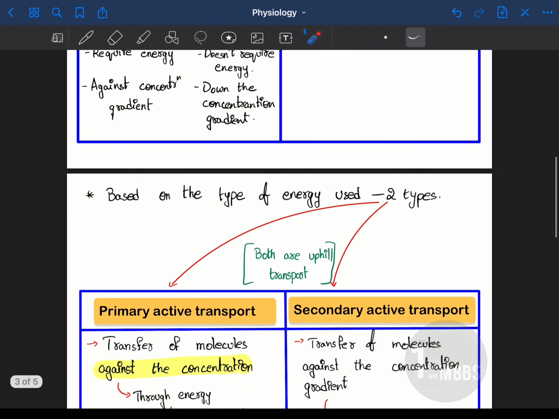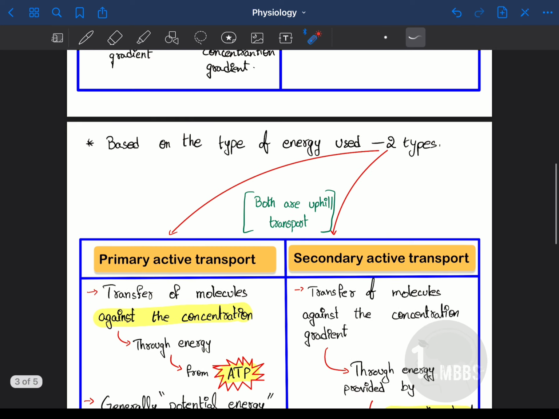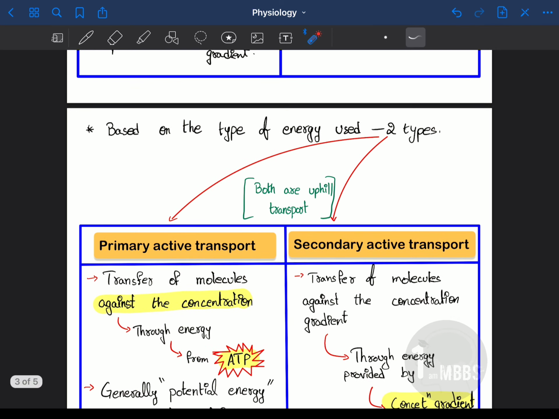Now let us discuss the two forms of active transport, primary and secondary. Why is it divided into two forms? Here, the energy form through which the transport occurs is different. This basically divides it into primary and secondary transport.